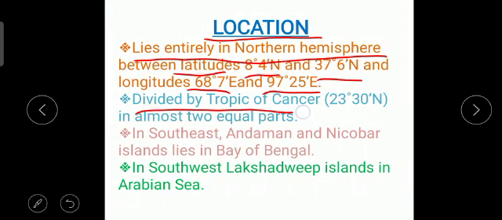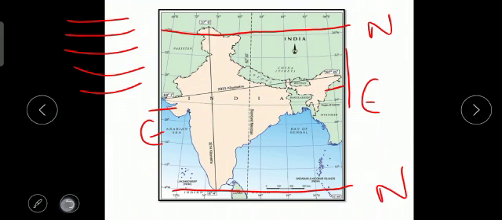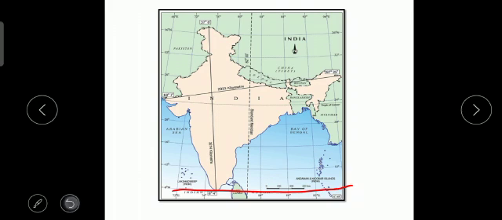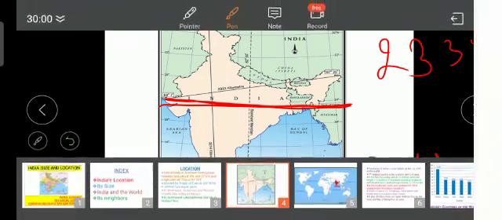India is divided by the Tropic of Cancer, 23 degree 30 minutes north, into almost two equal parts. There is a latitude called the Tropic of Cancer at 23 degree 30 minutes north. This is the Tropic of Cancer. This divides India into two parts. Like in the southern hemisphere, there is the Tropic of Capricorn, that is on the latitude of 23 degree 30 minutes south.